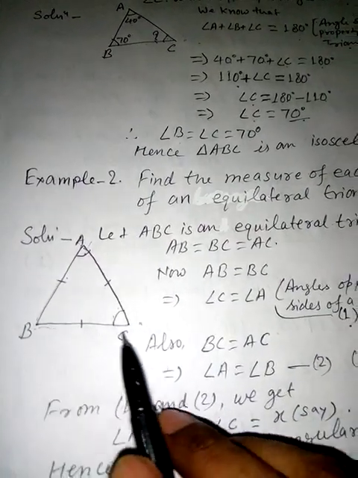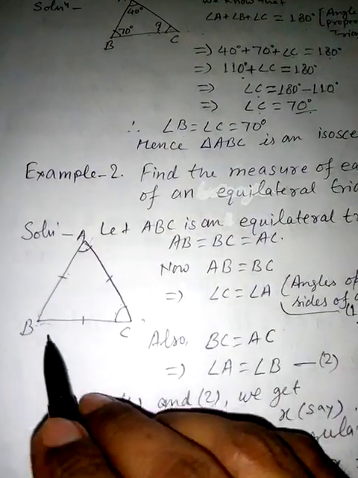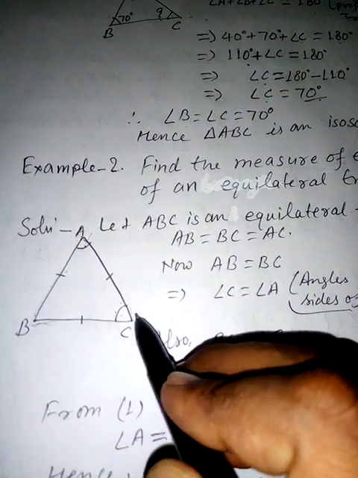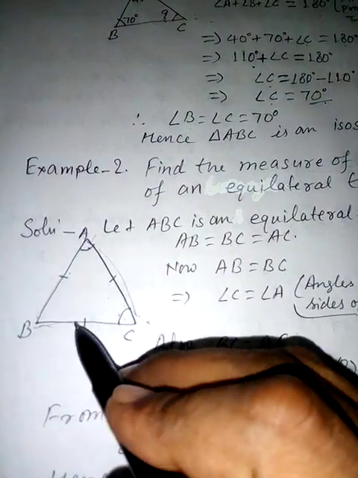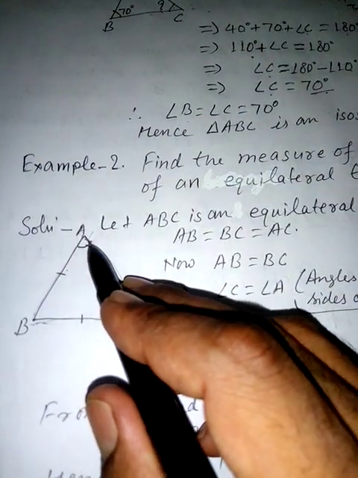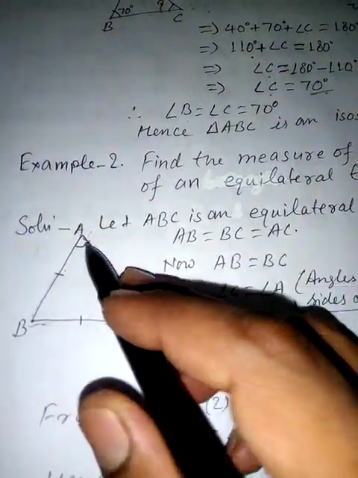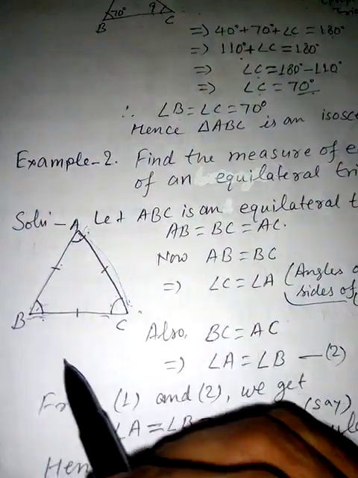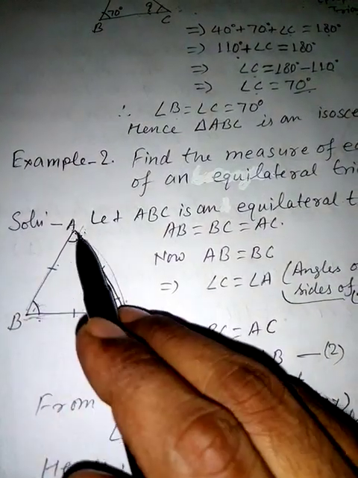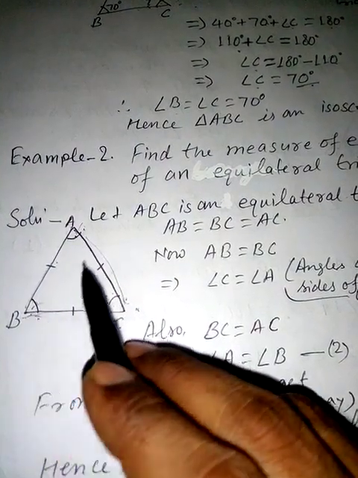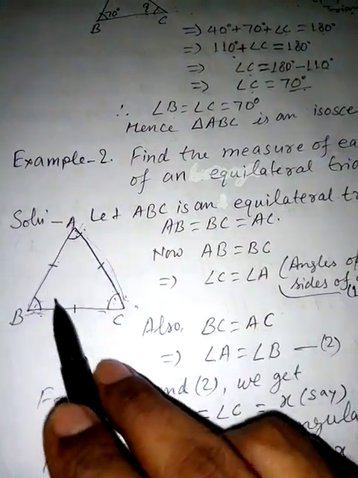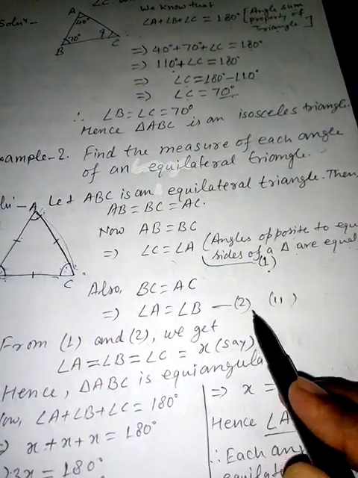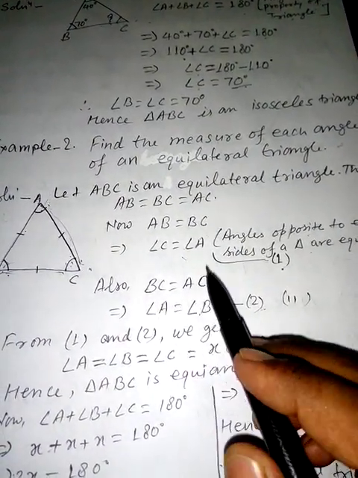And also BC equals AC. So BC equals AC means the angle opposite to BC, that is angle A, and angle opposite to AC is angle B. Both are equal. Now you can see this equals to this and this equals to this. So this equal to this. So all these three angles are equal. So from 1 and 2 we can write A equals B equals C.